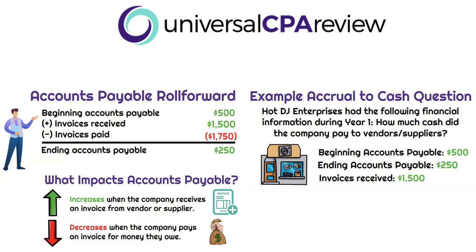So now that we've walked through what cash to accrual is and how it's different for accounts payable, we've talked about what increases accounts payable and what decreases it. We've gone through the journal entries, and now we've gone through 2 examples. You're ready to crush this on the exam.